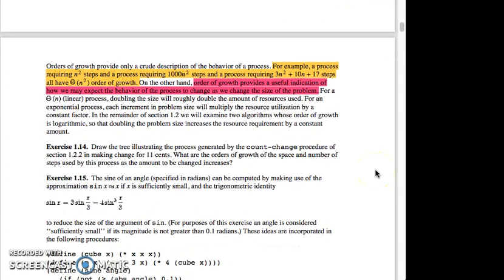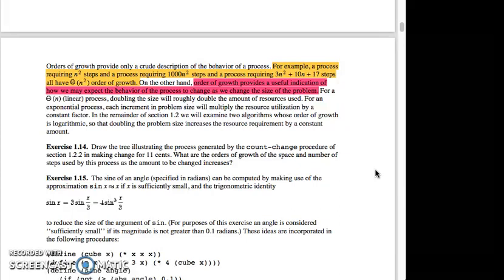Orders of growth provide only a crude description of the behavior of a process. For example, a process requiring n squared steps, a process requiring 1000 times n squared steps, and a process requiring 3n squared plus 10n plus 17 steps all have Θ(n squared) order of growth.